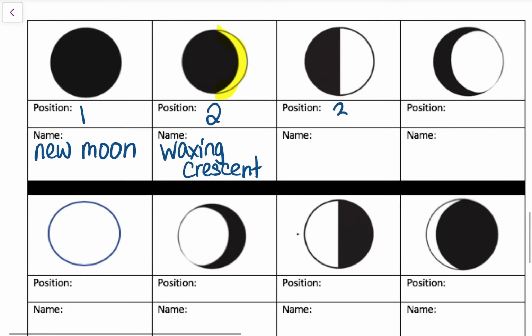The third moon phase is what we call a first quarter moon. So in a first quarter moon, half of the moon is lit up on the right side. The light keeps growing bigger and bigger, so we went from crescent to first quarter, where half of the moon is lit up.